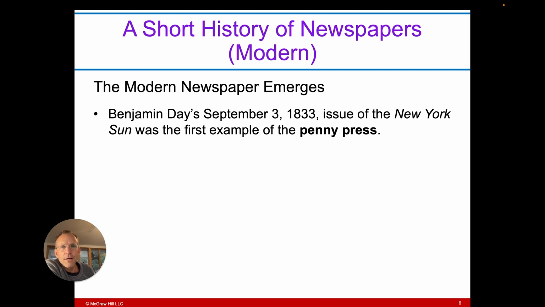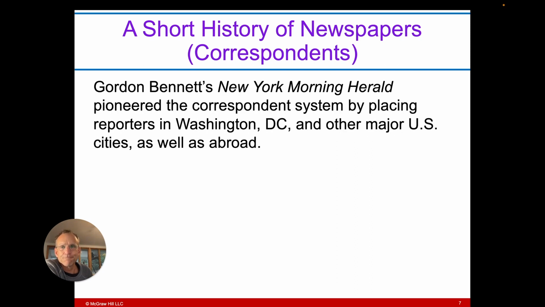Now, the modern day newspapers, another little bit about them. Benjamin Day's September 3rd, 1833 issue of the New York Sun was the first example of a penny press, cheap papers that were given out, well, not free, right? They were for a penny. And I think if you've ever seen the movie Newsies, that Disney musical, it's a good one to check out just to see some of how modern newspapers worked and were born, with paper boys out there.